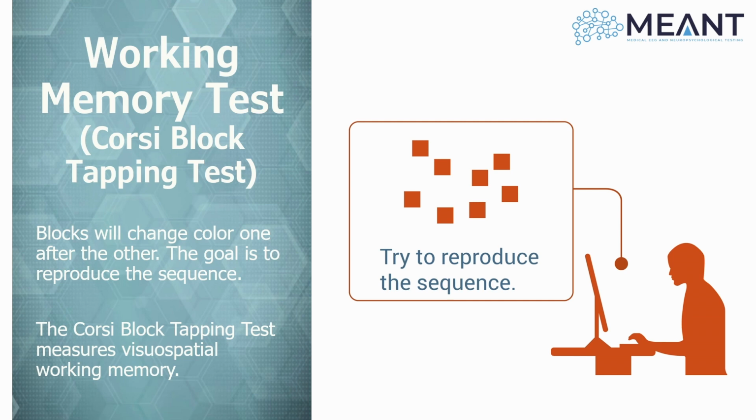Working memory has been mainly associated with the frontal cortex, and impaired performance on the Corsi block tapping test has been demonstrated in patients with frontal lesions, psychotic disorders, and depression. However, performance on the Corsi block tapping test also relies on the integrity of the parietal cortex and the hippocampus, which have been associated with the processing of visuospatial information and memory processing.